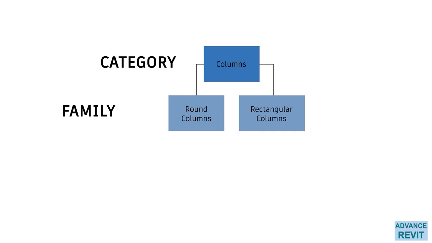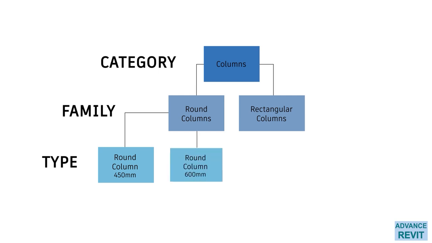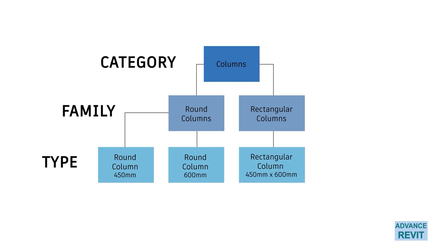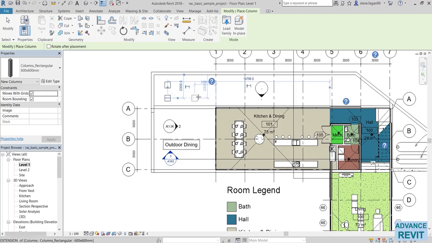Each family can have several types. A type can be a specific size of a family, such as a 450mm round column or a 600mm round column. These columns will have identical type properties other than the dimensions, and consequently are grouped into the same Revit family. Each time you place an element into Revit, you place what's referred to as an instance of the element.